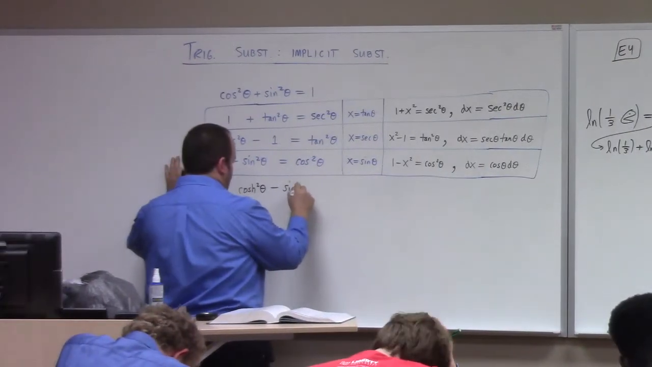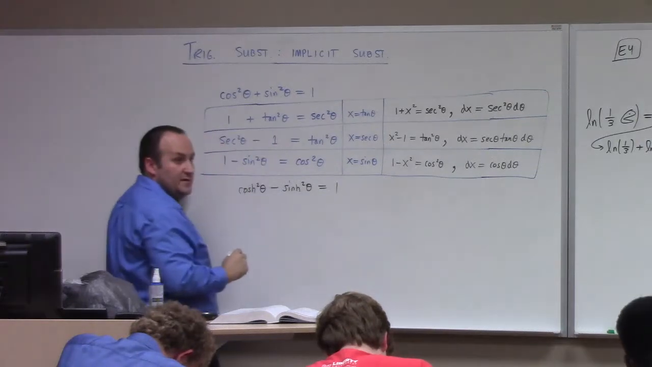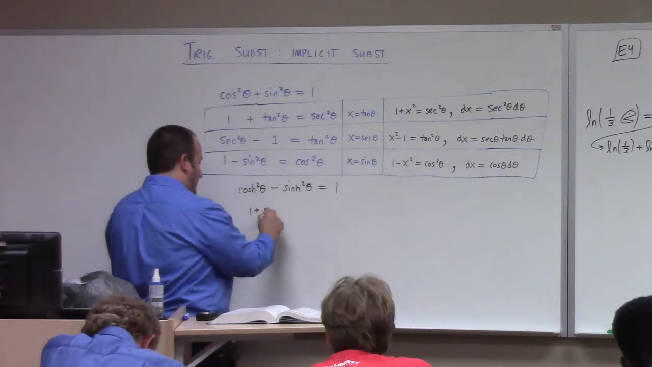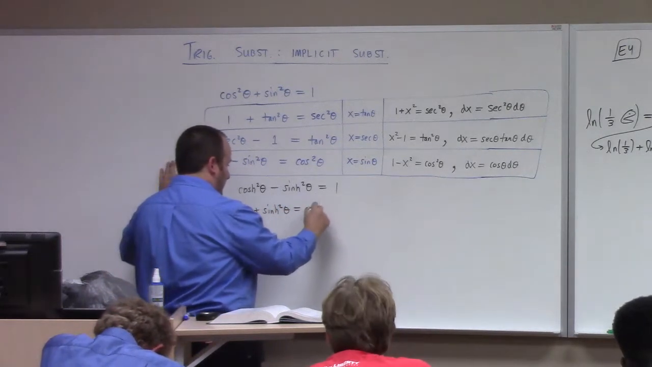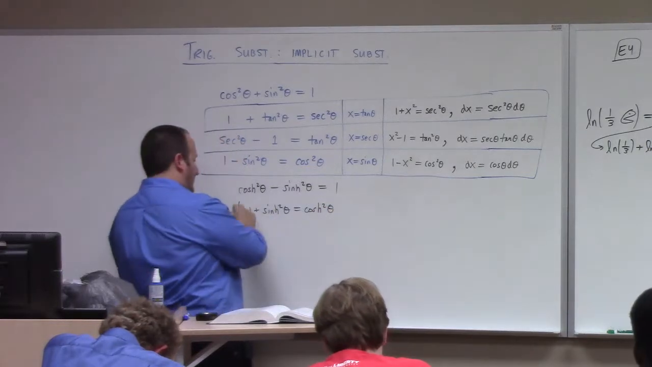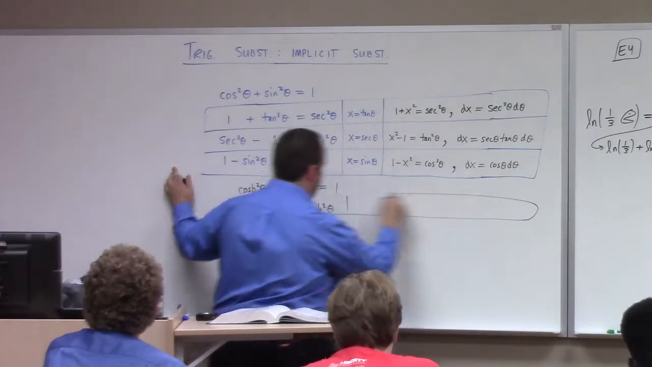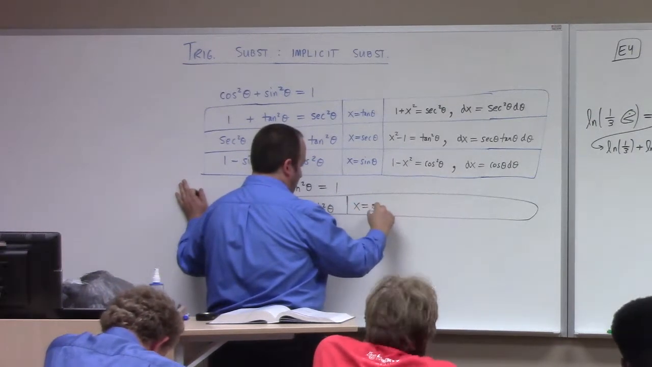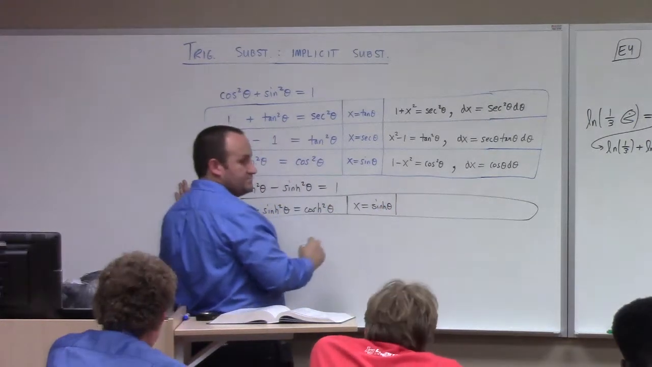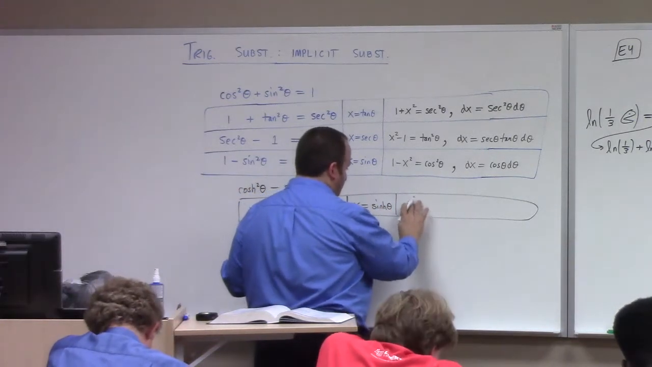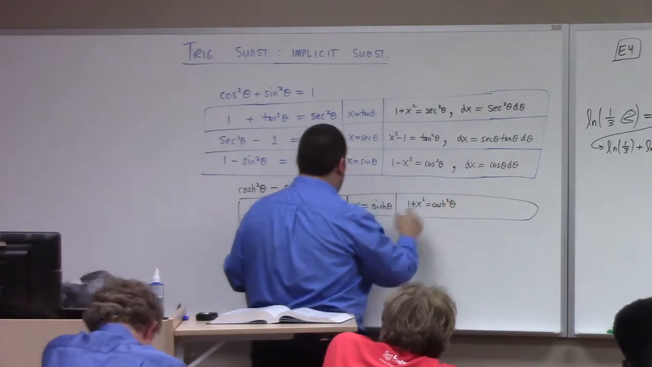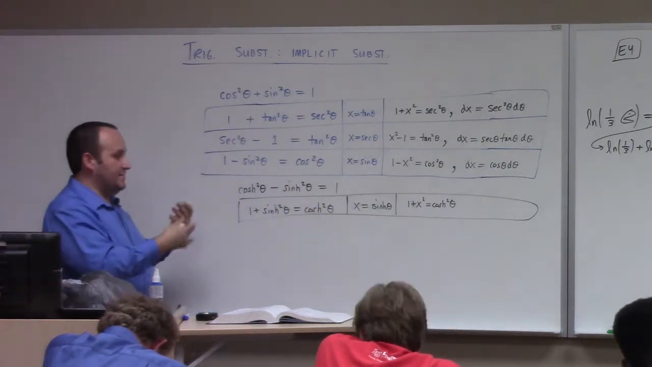Hyperbolic substitutions, if I want to talk about the naive sort, are all based on the fact that cosh squared theta minus sinh squared theta is equal to 1, right? So one of the things I could notice is that 1 plus sinh squared theta is equal to cosh squared theta. So if I put x equals sinh theta, I get 1 plus x squared is what? 1 plus x squared will be cosh squared theta, and my dx is what?